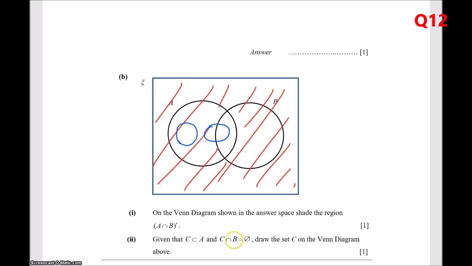C intersect B is a null set. That means C does not intersect B. So just with this, you know that this circle is definitely wrong. So this must be the C. Then we're done. Thank you.